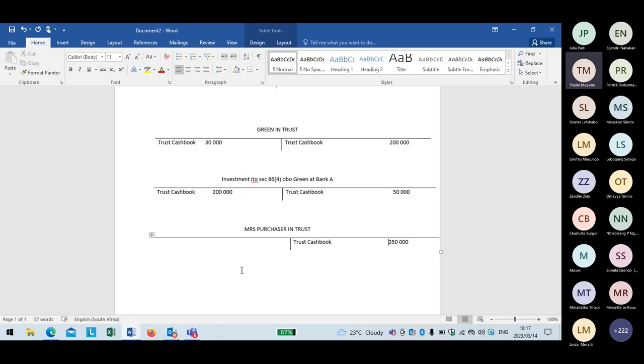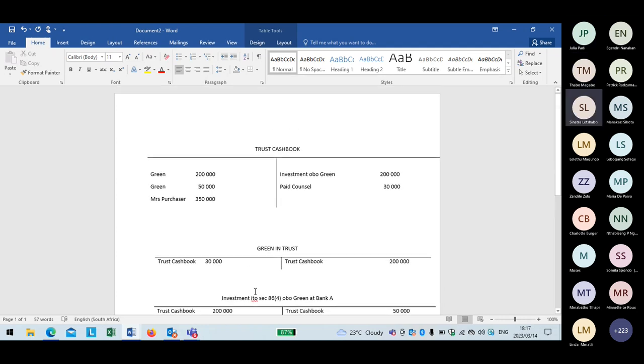Do you see? There's not much to be done there. Can we go to four? Yes. Four says, she instructs you to invest 300,000 on her behalf at Bank B. Do you get this? Yes. What do you do? You credit a trust account and you open an investment account.